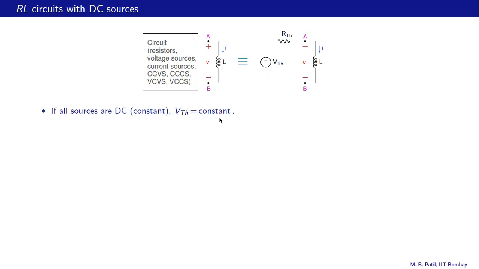Okay, let us now write the KVL equation for this loop. And what is that? This VTH must be equal to this voltage drop plus this voltage drop. Now this voltage drop across the resistance is RTH times I, and the voltage drop across the inductor is given by L di by dt.